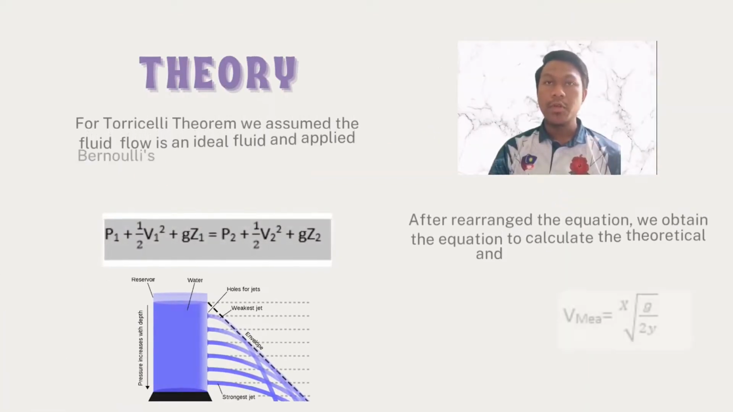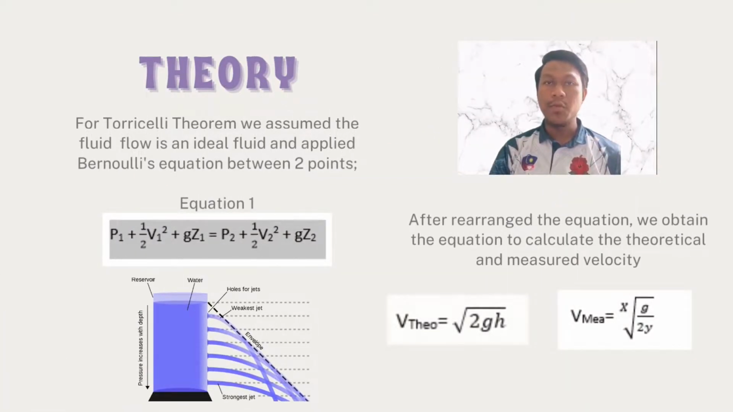In theory, for the Torricelli theorem, we assume the fluid flow is an ideal fluid and apply the Bernoulli equation between 2 points. Equation 1 is the Bernoulli equation where P is pressure, V is velocity, Z is height, and G is gravitational acceleration. From equation 1, we assume Z2 equals 0, and Z1 equals the height of the water exit from the free surface. Meanwhile, P1 and P2 are equal to 0 since the fluid's flow is open to the atmosphere.